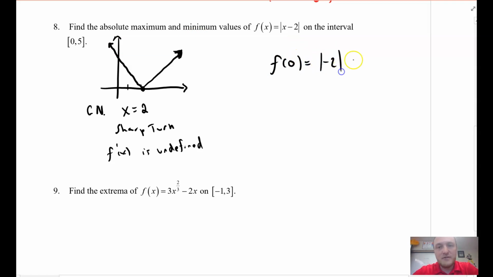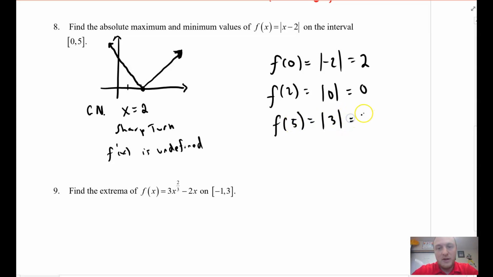That's the absolute value of -2, which is 2. Then I do the same thing for my critical value, 2. Well, when I plug in 2, that's the absolute value of 0, which gives me 0. And then we'll do the same thing for f of 5. We plug that in. That's the absolute value of 3, which gives us 3.